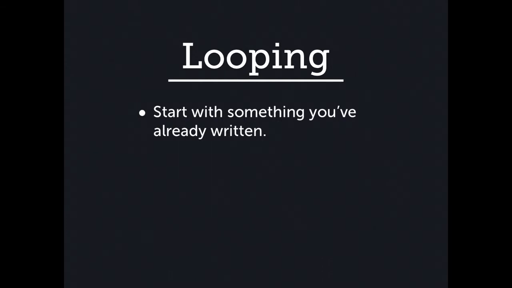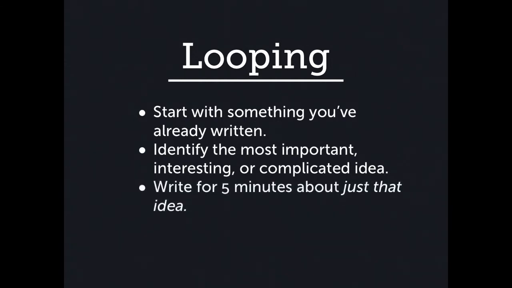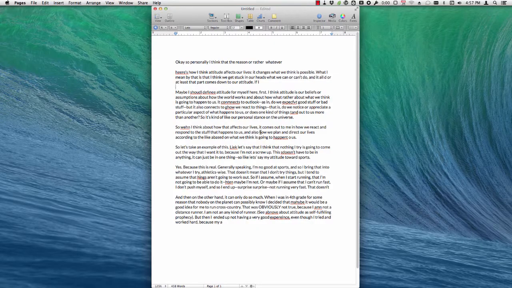And simply, what you do is you find the most interesting, important, or complicated idea in the piece that you've already written. Set a timer for yourself and write for 5 minutes about just that idea. So the first thing I'm going to do is find an idea I think is important. In this case, the idea that the way that we plan and direct our lives is affected by what we think is going to happen to us. Maybe that's something I think I can expand and develop on. I'm going to make a line here, set a timer, and again, I'm going to make myself write for 5 minutes.